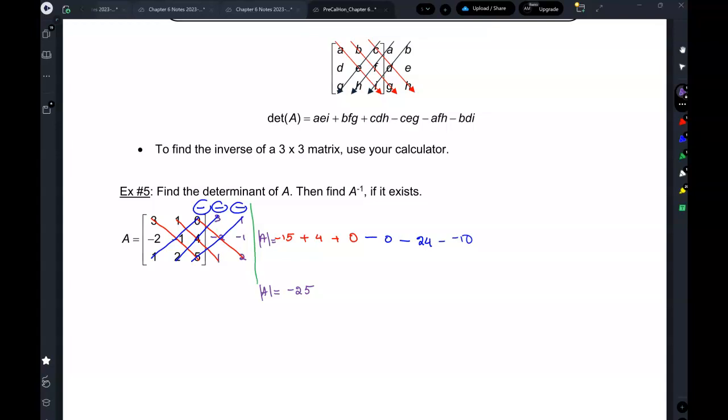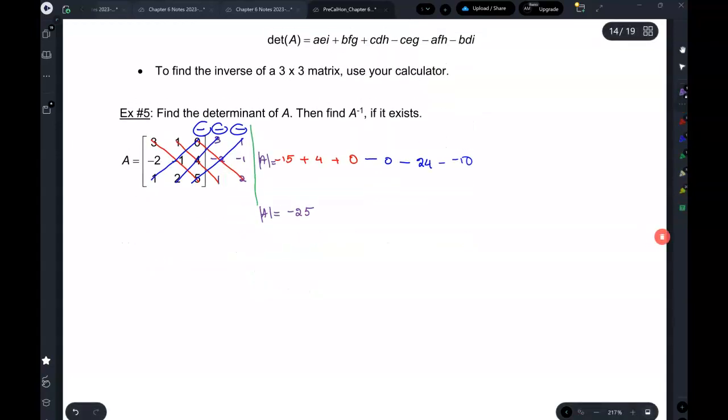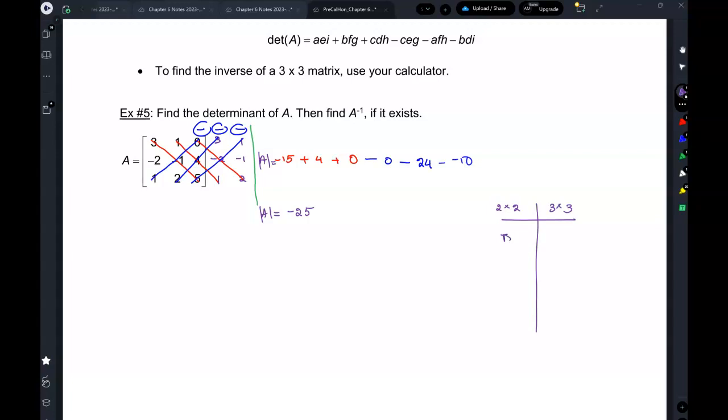We are going to do it. Okay, so here's what we have right now. We just looked at a 2 by 2 and a 3 by 3, right? We found the determinant and the inverse. And here we found the determinant. Okay, we still have to find the inverse.